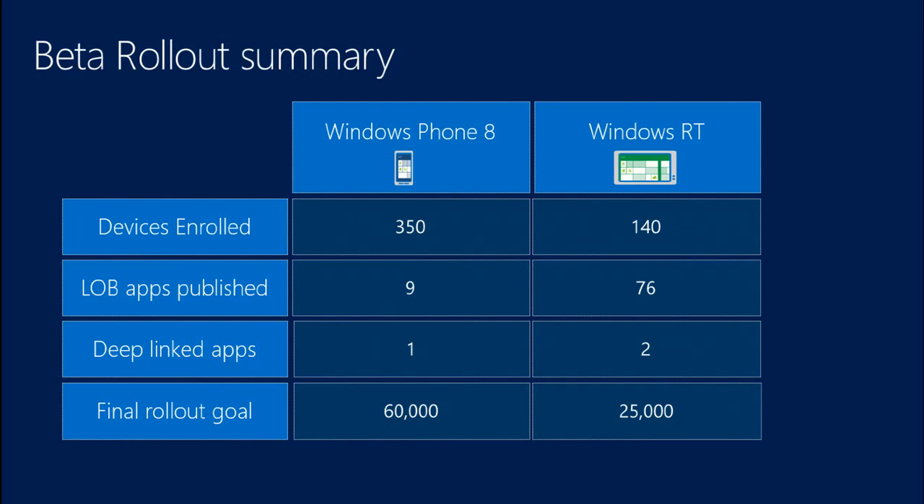Our final rollout goal in our environment looks something like this. We're not so sure; we'll see how many people are excited about the apps that are offered. But based on the Exchange ActiveSync link that we have, showing how many people have enrolled their devices for email, this is roughly the counts that we're expecting to get. So it's a pretty decent sized number.